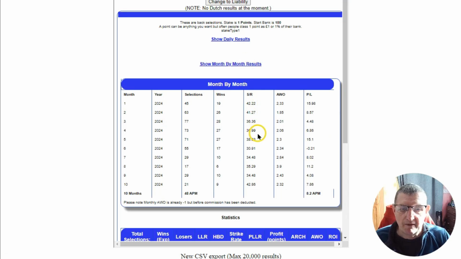Okay, let's have a look by month. So as you can see, in the winter, there's more selections. As we move into summer, selections have been less. We're halfway through. We're getting near the end of the flat season now, so this will probably start going up.